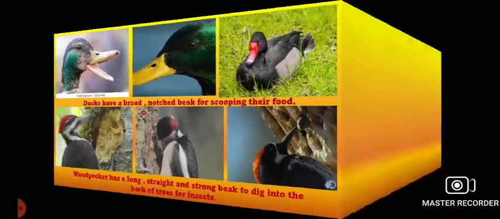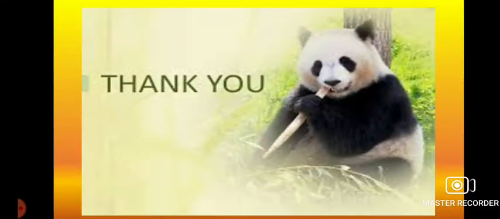So in this topic we have seen that different animals have different beak patterns, and obviously the beaks of these animals depend upon the type or the nature of the food they consume. Hope you have understood this entire topic which I taught today.